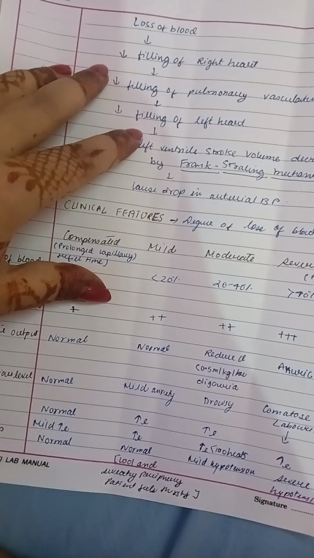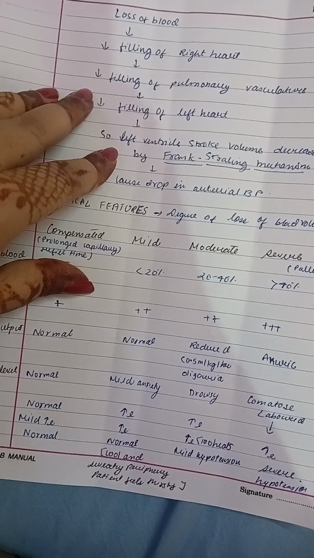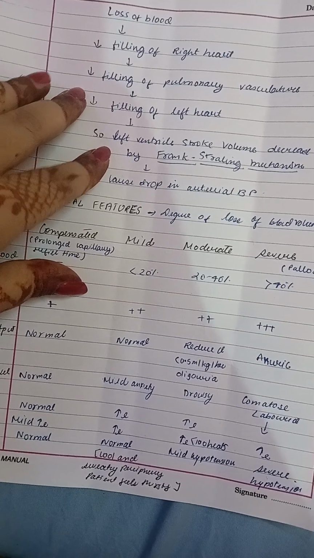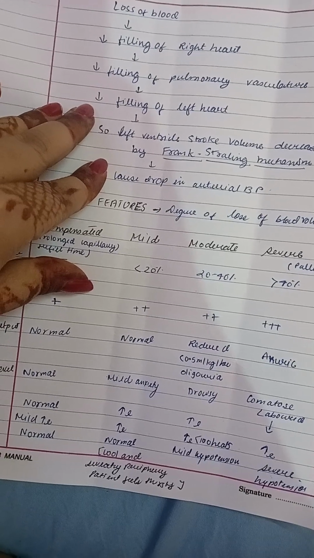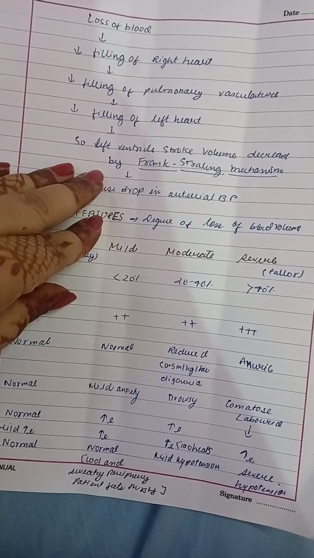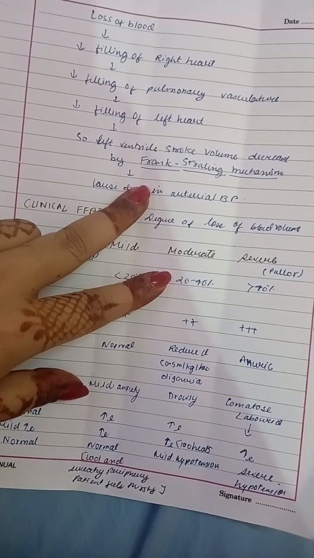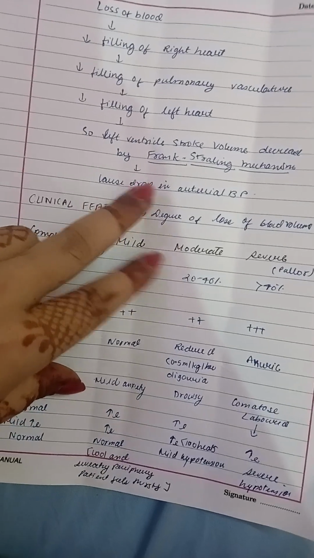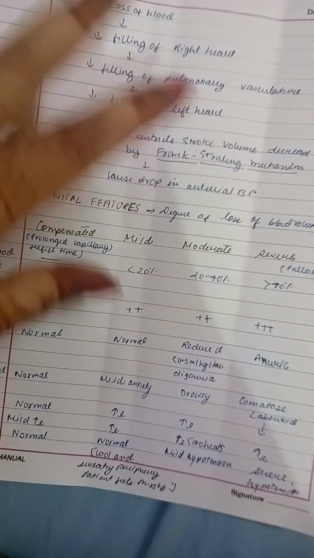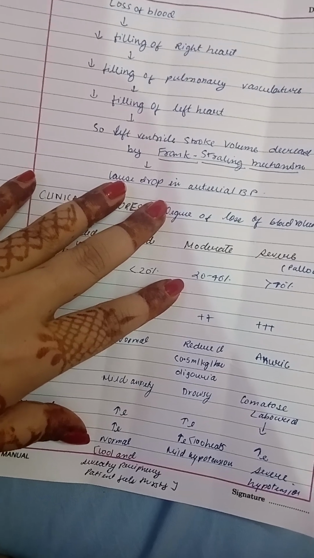Then there will be decreased filling of the right heart, which leads to decreased filling of the pulmonary vasculature, which in turn leads to decreased filling of the left heart. So left ventricle stroke volume decreases by a mechanism called Frank-Starling mechanism, causing a drop in arterial BP. All this will lead to drop in arterial BP, which will eventually lead to shock.